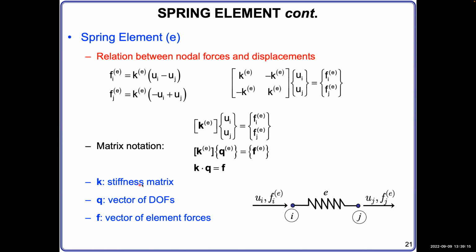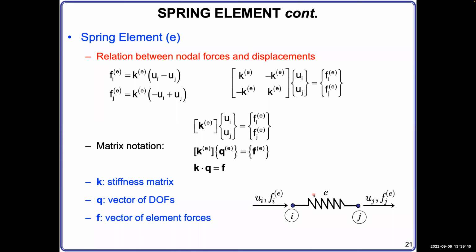This K is called the stiffness matrix of a single element. For a single 1D element, you have only 2 nodes, so that matrix is only a 2 by 2 matrix. Q is the vector of displacement, also called the vector of degrees of freedom. And F is the vector of element force, that is, the force applied to the 2 nodes at the extreme points.